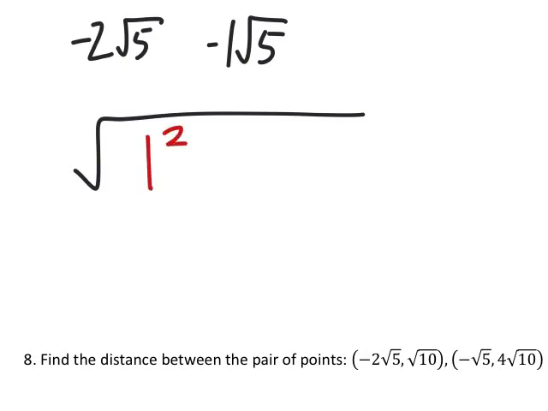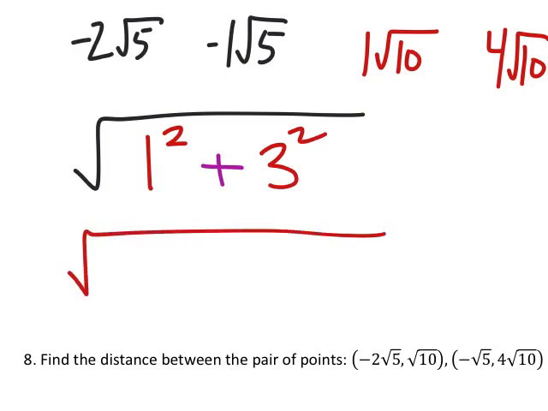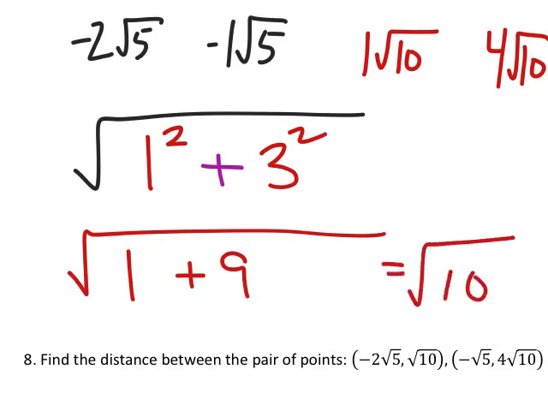We'll square that. Alright. Then we'll add the distance between the y values, which that's a 1 square root of 10. How far away is 4 square root of 10? Well, it's 3 units away, so we'll square that as well. Then we'll go ahead and take those squares. We got 1 squared is 1, 3 squared is 9. That means that's a square root of 10. That's our final answer, except what it does want from this.